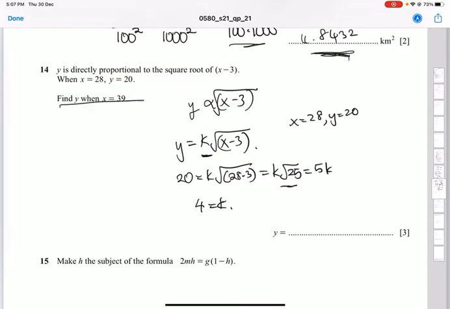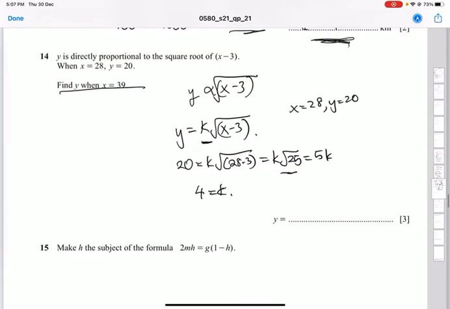Now I ask you to find y when x equals 39. So y equals 4 times, now substitute in 39 here. 39 minus 3, that's 36. So square root of 36 is 6. So 6 times 4, that's 24. So y is 24. That's your answer.